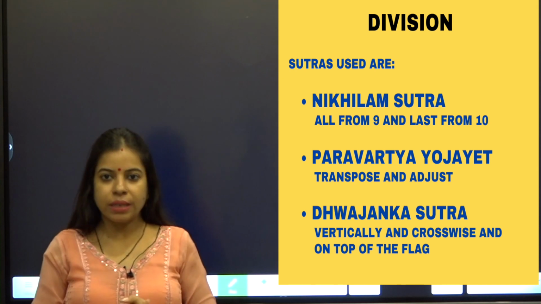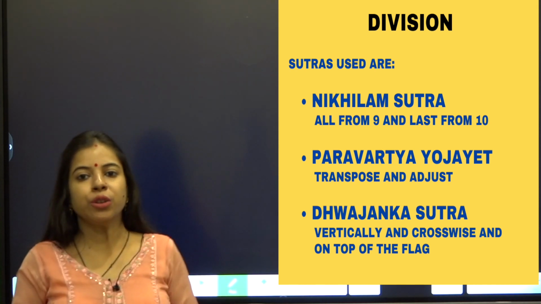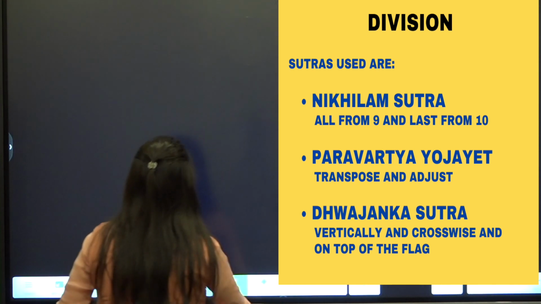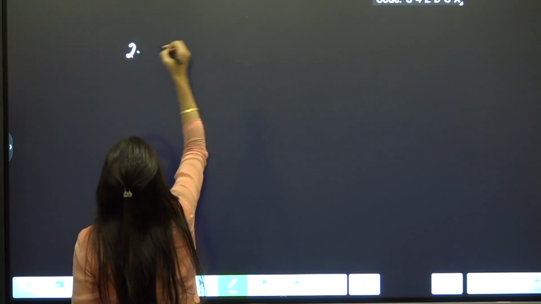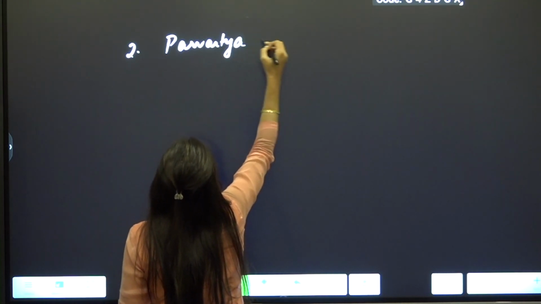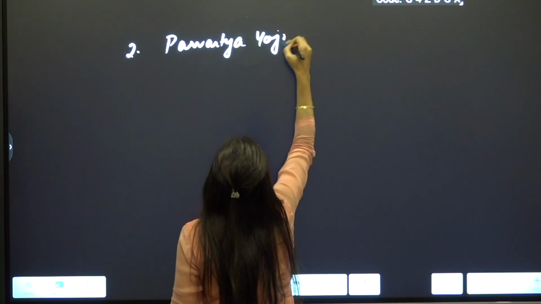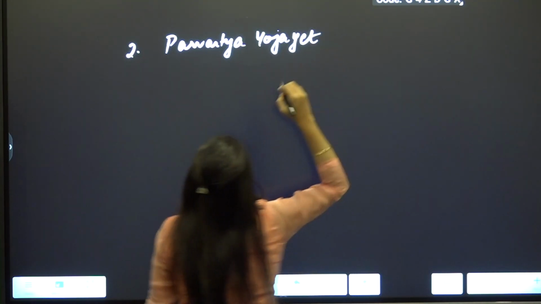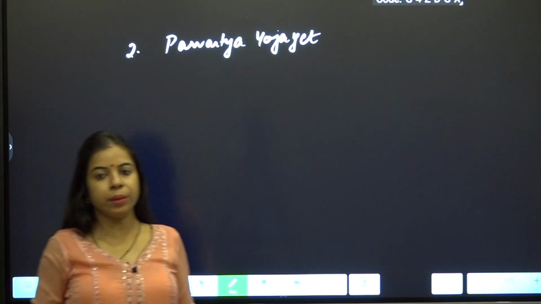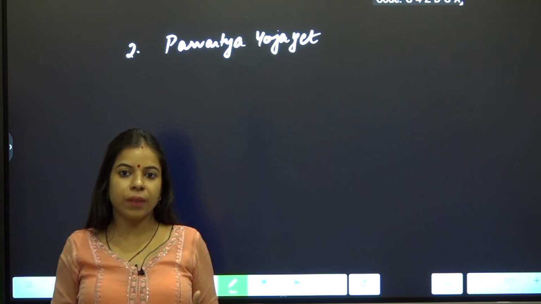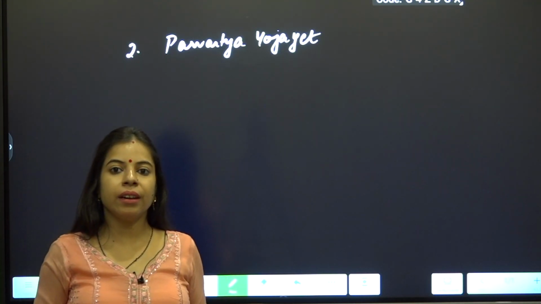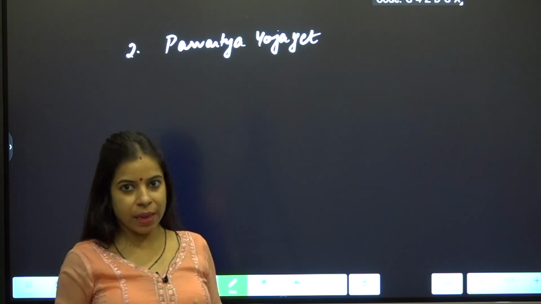Let us talk about the second sutra now, which we used for performing division. The sutra is Parvartya Yojayet, which is applicable for the divisors which are closer to the base and they are more than the base.